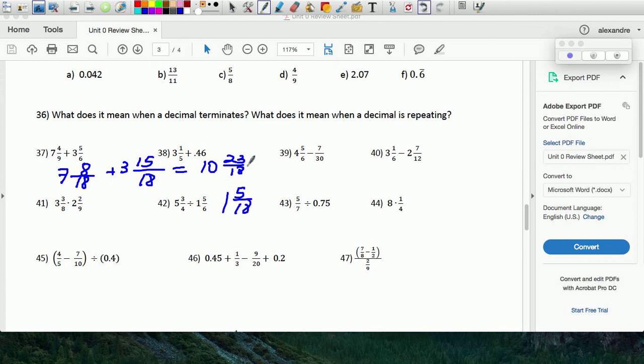So this is this part, right? This changes to that. So now I have this whole number 10 that I can't forget about. So the 10 and the 1 adds up, and I get 11 and 5 over 18.